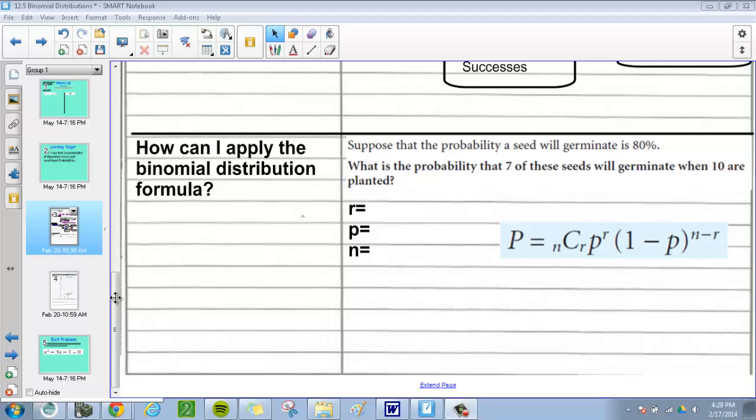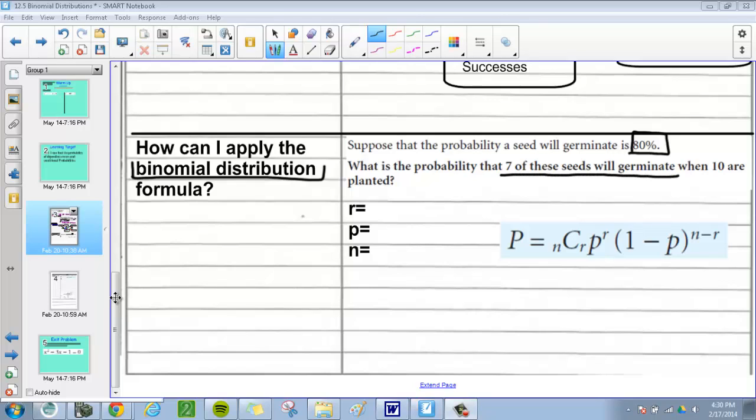Okay, now let's try to answer the question, how can I apply the binomial distribution formula that I just showed you above? Okay, so we got this problem here. Suppose the probability that a seed will germinate is 80%. It sounds like a success to me when it germinates, right? What's the probability that exactly 7 of these seeds will germinate when 10 are planted? So you plant 10 seeds, what's the probability that 7 of them come up, right?